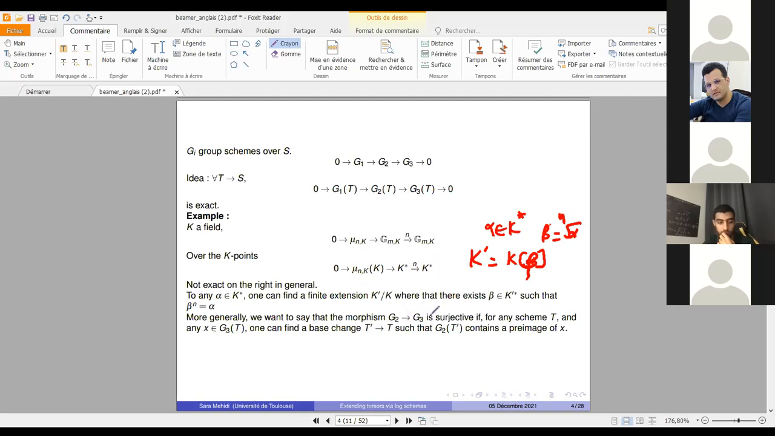on points I will not look for a preimage of X in G2 of T, but I will allow to take a base change T prime over T, so to take another scheme T prime over T, such that I have a preimage inside G2 of T prime. And in fact, this idea leads to the definition of what we call Grothendieck topologies.